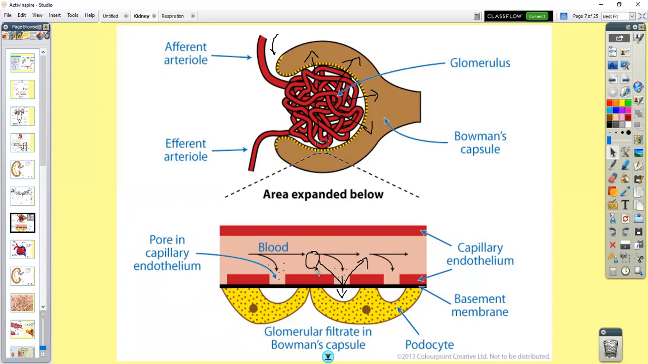Okay, apart from larger components, like red blood cells and white blood cells, and also any proteins, any plasma proteins that you find in here, they're too big to pass through that selective filter or that basement membrane, so they stay within the blood. Okay, anything that passes through into the Bowman's capsule from now on is called a filtrate.